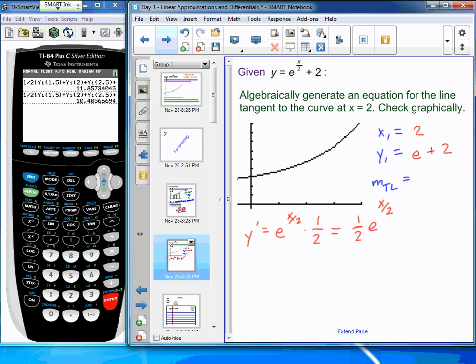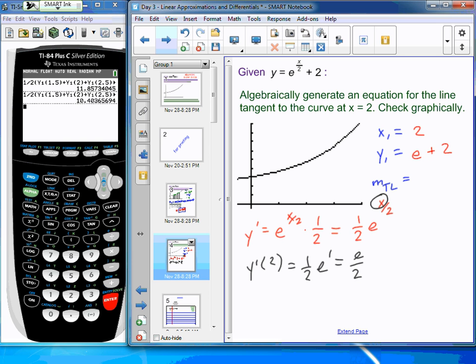In order to get the slope of the tangent to the curve at x equals 2, I need to evaluate this when x equals 2. So we need to evaluate that y prime expression when x equals 2. So let's do that. So 1/2 e to the, and when x equals 2, I get e to the 2 over 2 is 1. So I'm getting the slope of the tangent is e over 2.